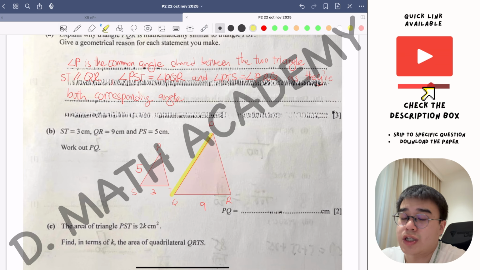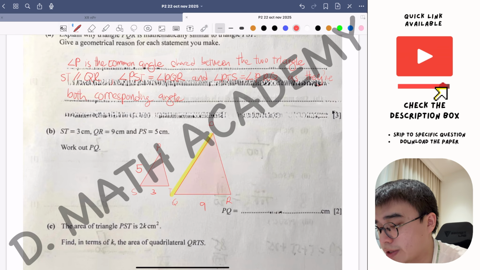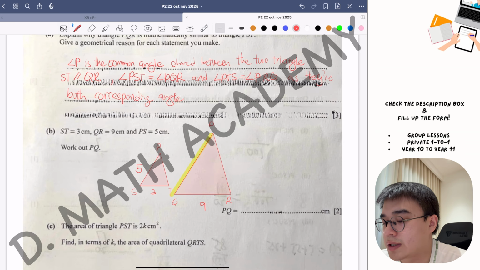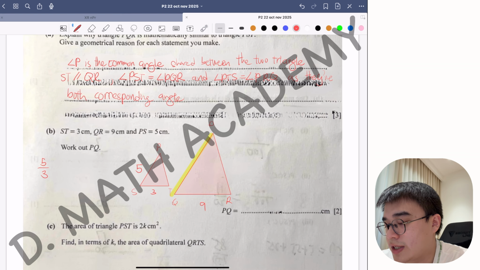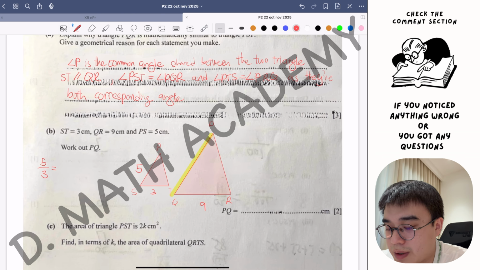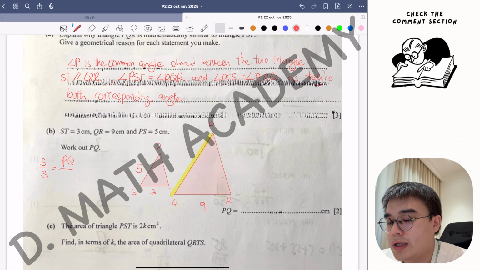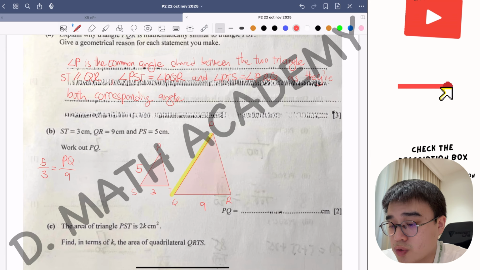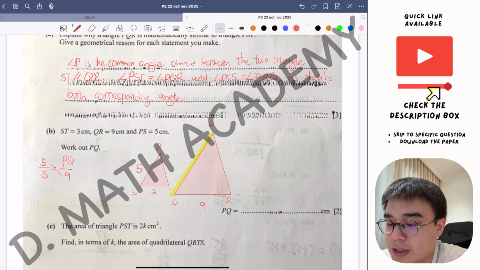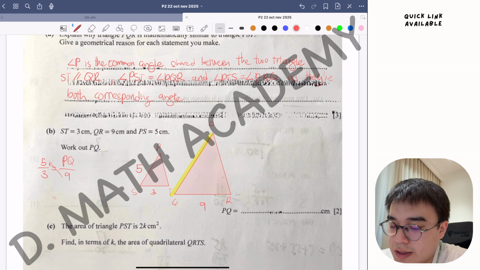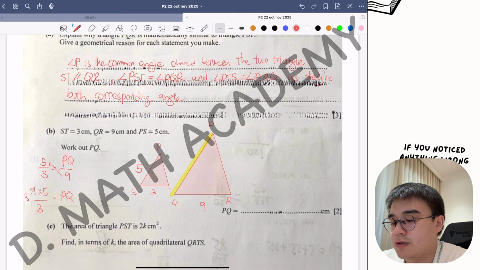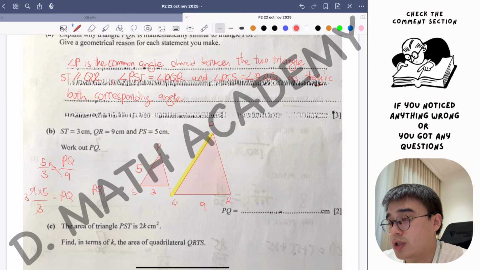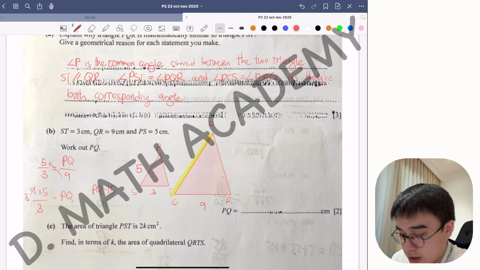Different teachers have different ways of teaching. Personally, I wouldn't mix it up. I would use the slanted part over the bottom. On the other end, it would be the slanted part again, which is our PQ, alongside the bottom. So to make PQ the subject, just remove the 9, then it is done. So 9 times 5 over 3, 9 and 3 can be simplified. So PQ in this case will just turn out to be 15.